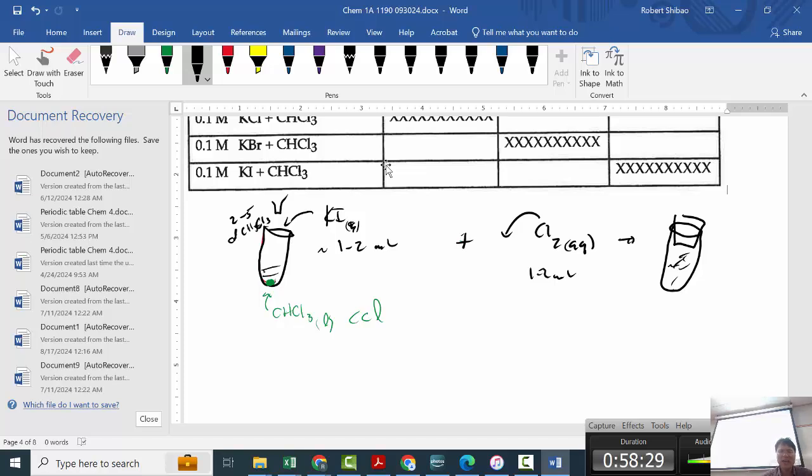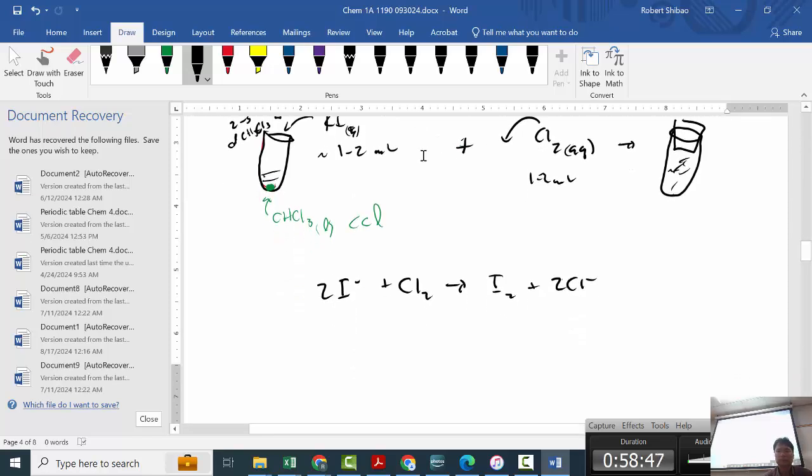And this is what's going to happen: 2 iodides react with chlorine to form iodine plus 2 chlorides. Then we're going to do something called a solvent extraction, mixing this with chloroform. Right now this is iodine aqueous.